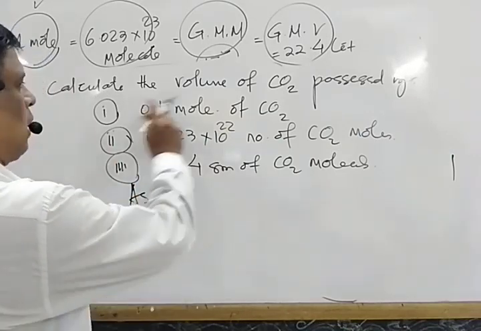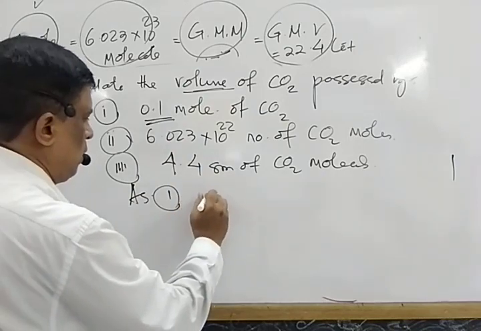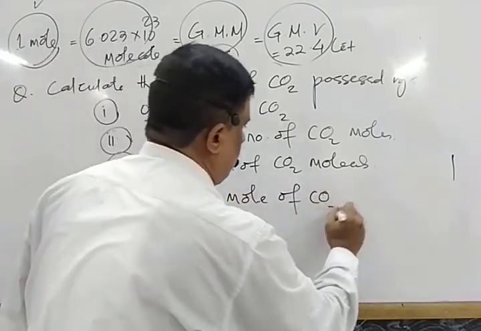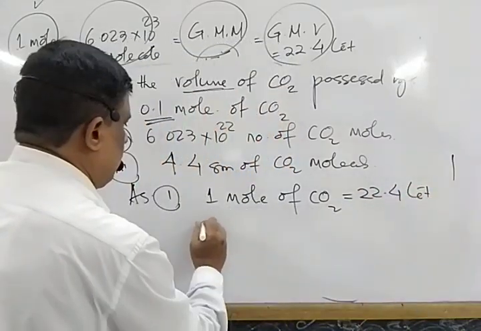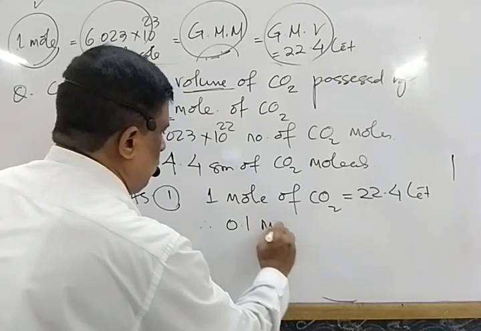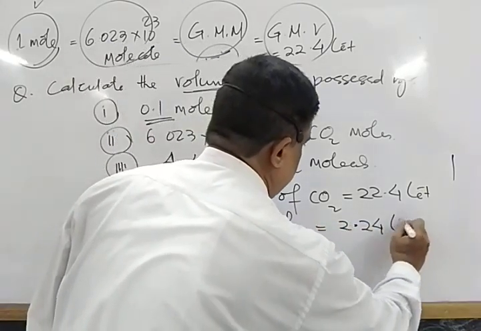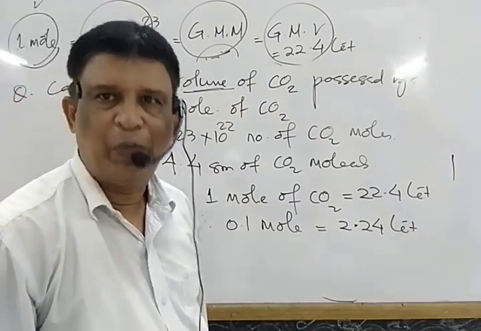Bit 1. Calculate the volume of 0.1 mole. We know that 1 mole of CO2 volume is 22.4 liter at NDP. Therefore, 0.1 mole of CO2 possesses volume 2.24 liter. Okay, bit 1 over. Then transfer to bit 2.